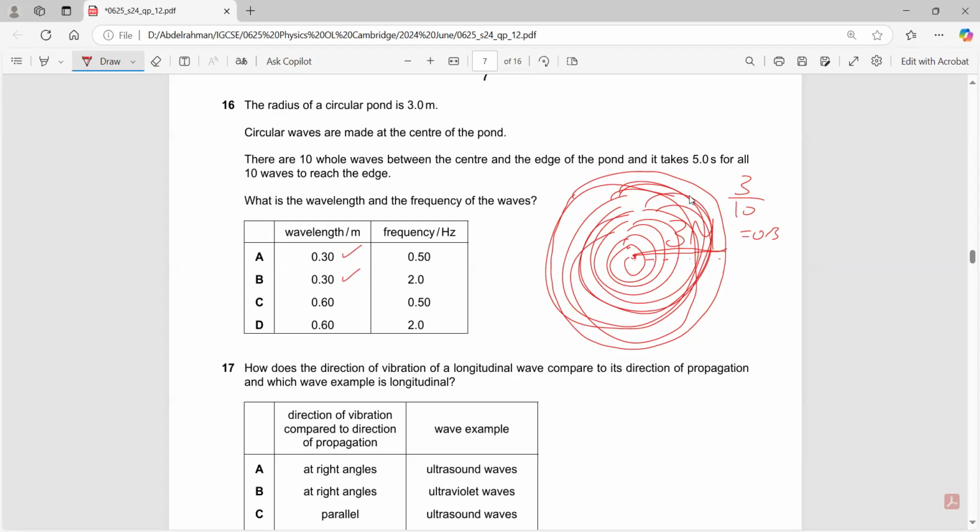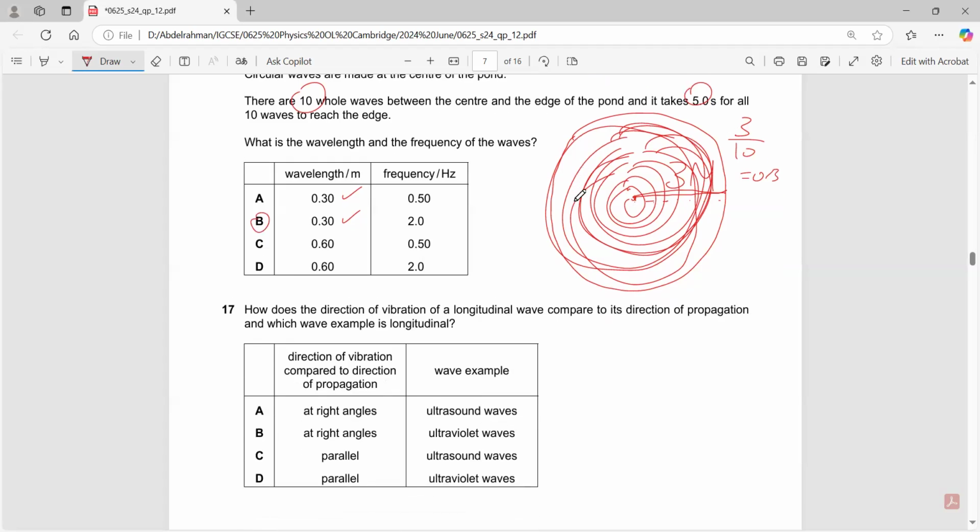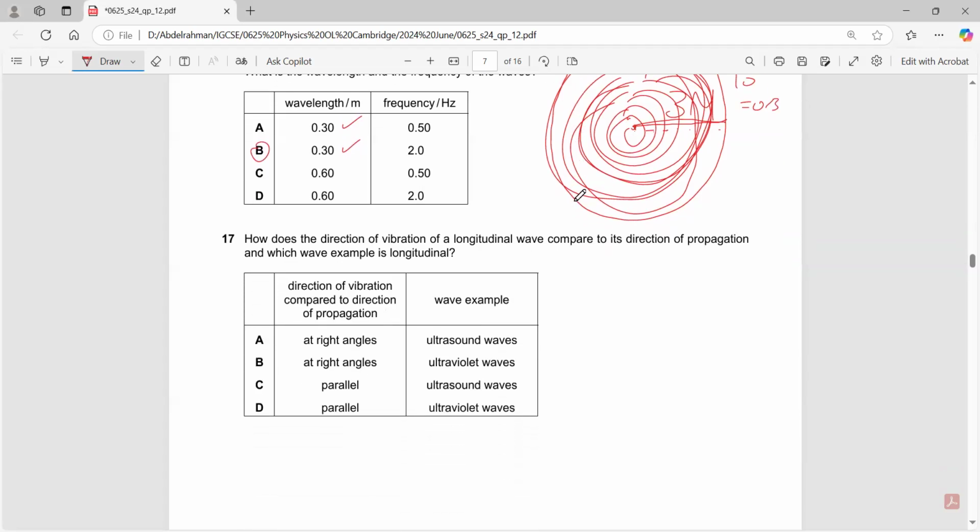The frequency, well, that's quite easy. What is the definition of the frequency? The number of waves per unit time, or the number of waves divided by the time. You have 10 waves and the time is 5 seconds, so 10 divided by 5, which is 2 per second, which is B.